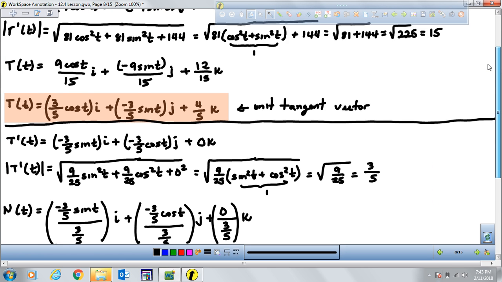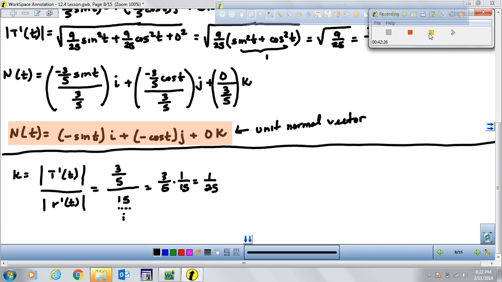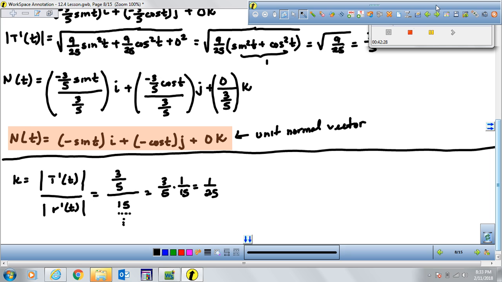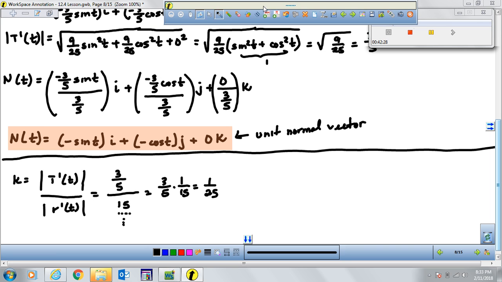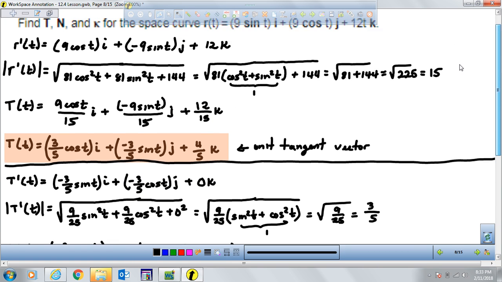I want you to make one little observation. Basically, this 1 over 25, that 25 in the denominator, will represent the radius of the circle of curvature, not just the curvature is 1/25. That's how much the graph is curving, but the circle of curvature at that given point is going to be right here 1/25.